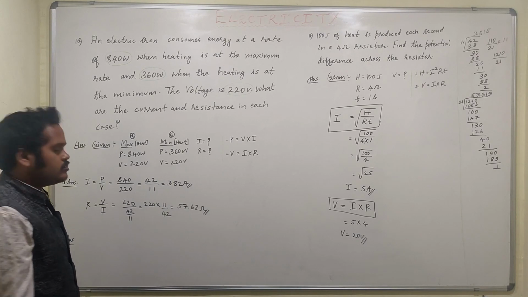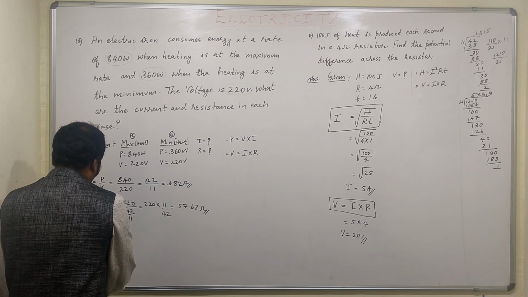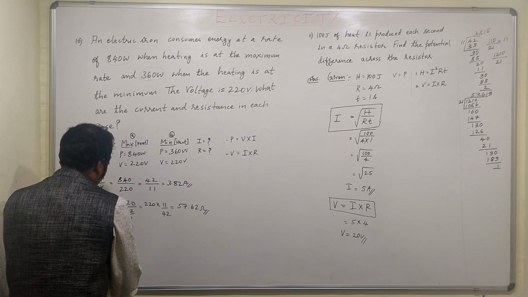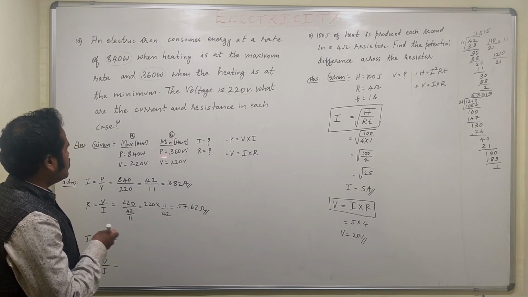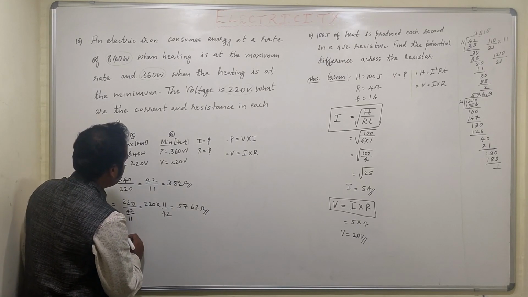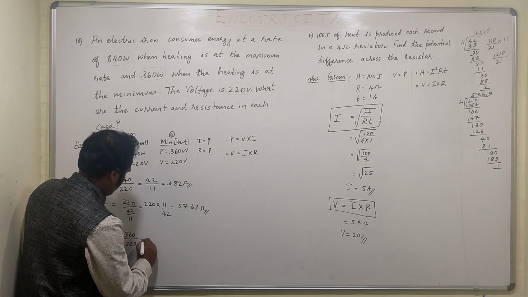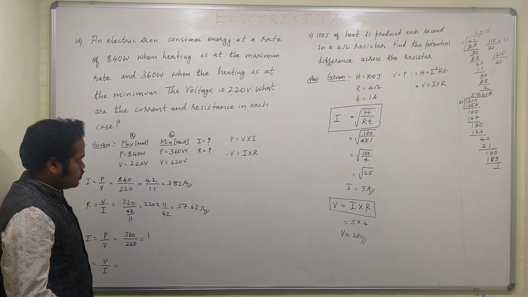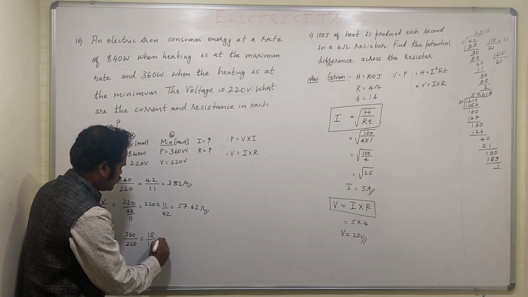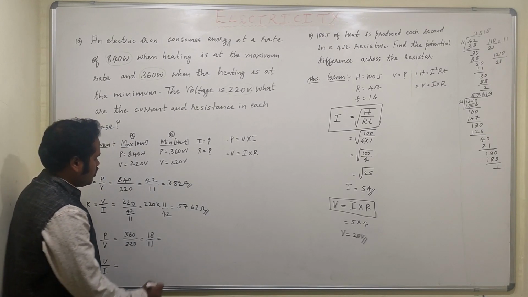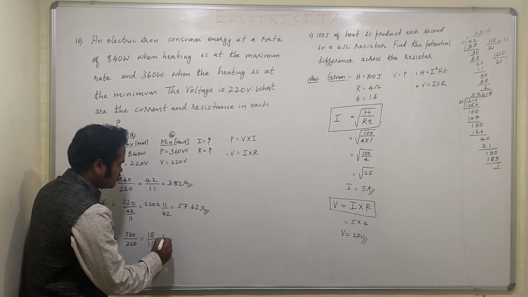The formula remains the same. So I is equal to P divided by V and R is equal to V divided by I. Now the values will differ. The value of P is 360. So in place of P I write 360 divided by 220. 2 1s are 2, 2 8s are 16, so we have 18 divided by 11.